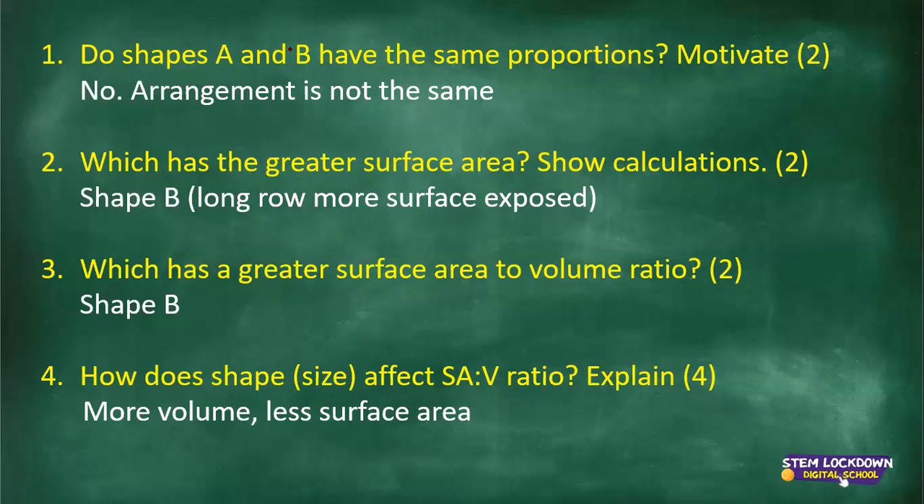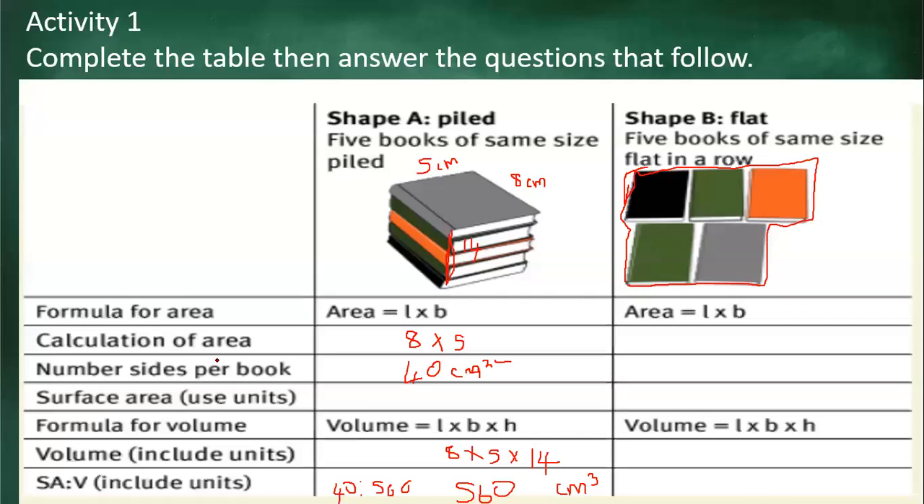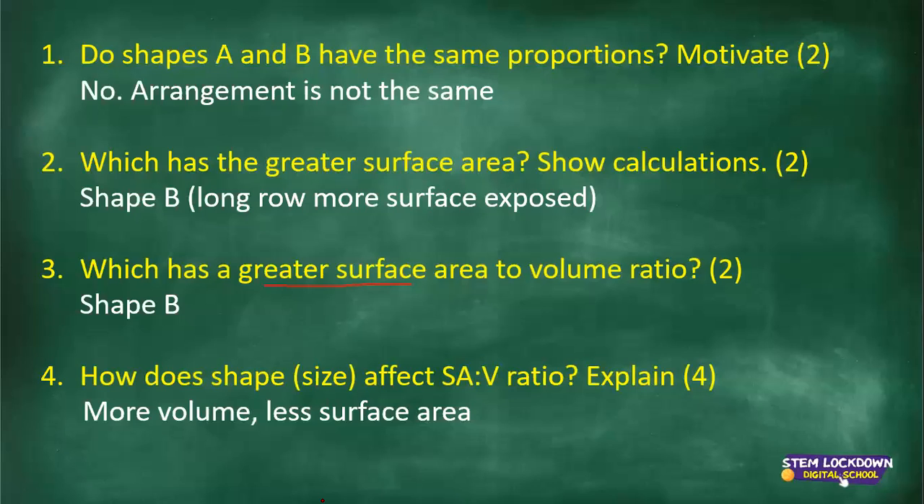And then which one has a greater surface area to volume ratio? Greater surface area to volume ratio would be shape B, as opposed to shape A, which has a greater volume to surface area ratio, because the volume is bigger than the surface area. You're following, right, guys? Please stop me if you have any questions or I confuse you.